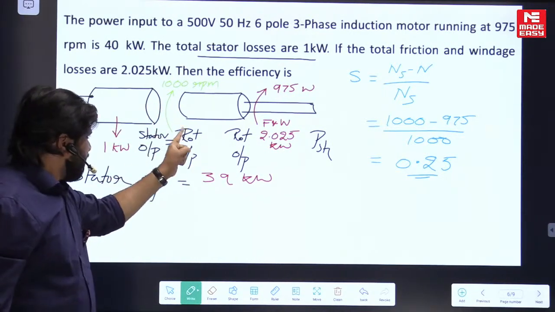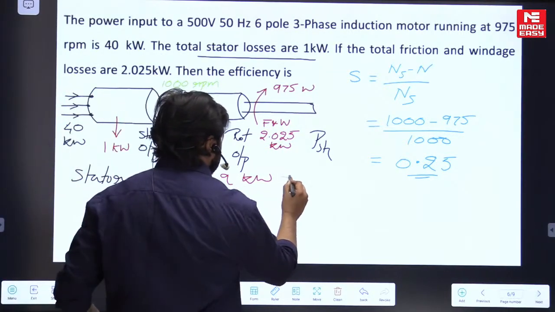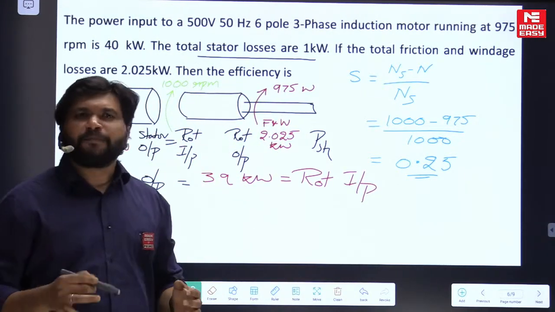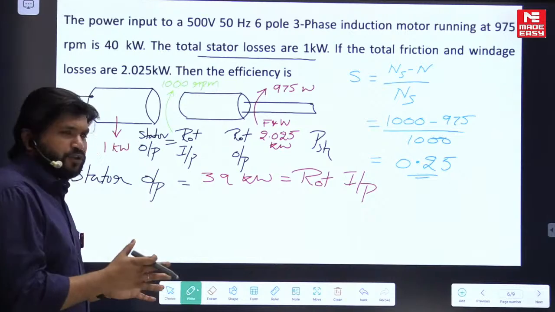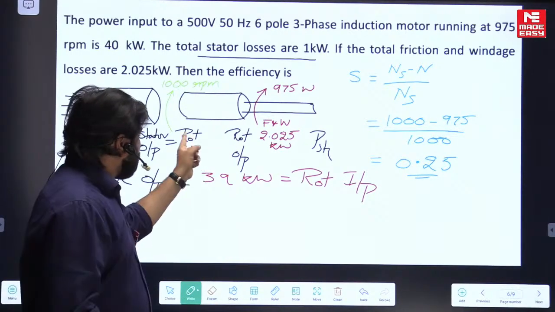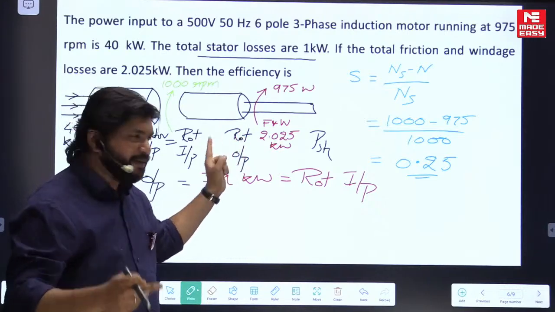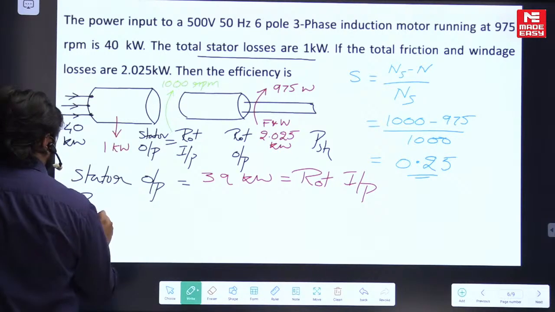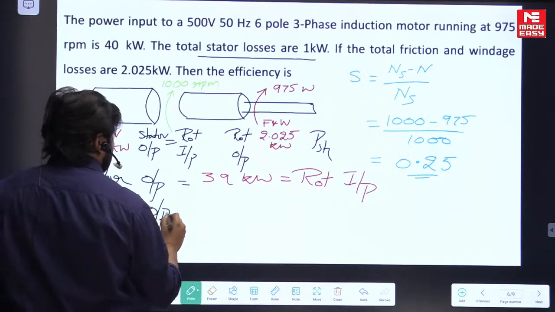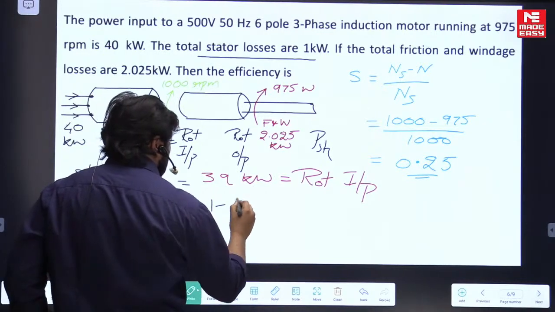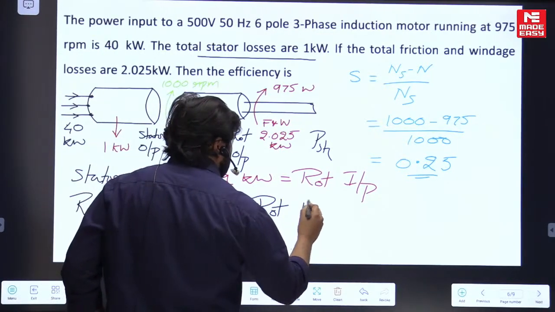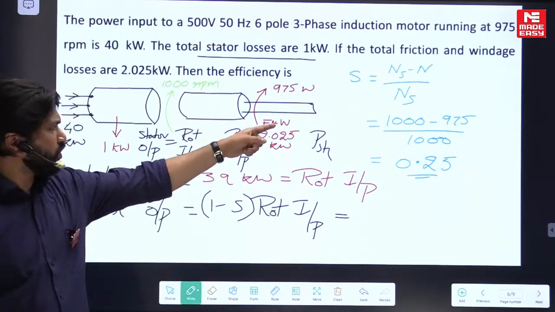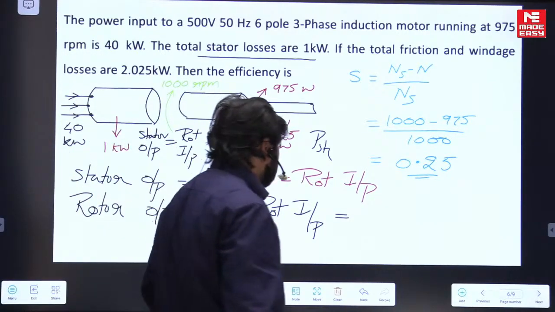So rotor input, once you know, rotor output is 1 minus S times rotor input. Slip times rotor input is lost as rotor copper loss, remaining 1 minus S times will come out. So rotor output is 1 minus S times rotor input, where slip is 0.25 because the motor is operating at 975 rpm given in the question.